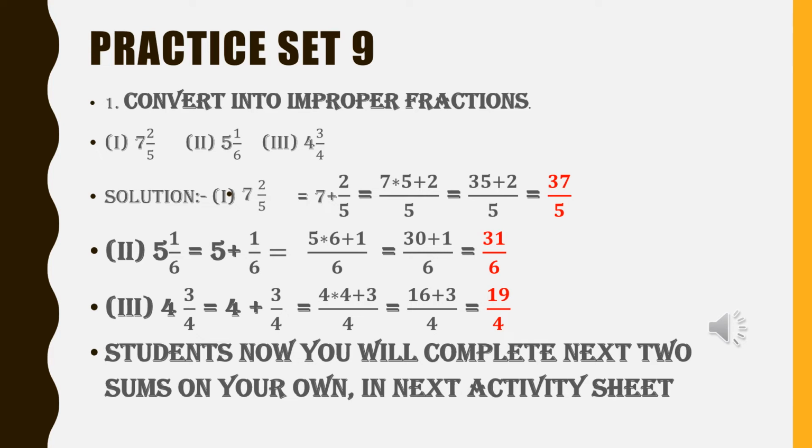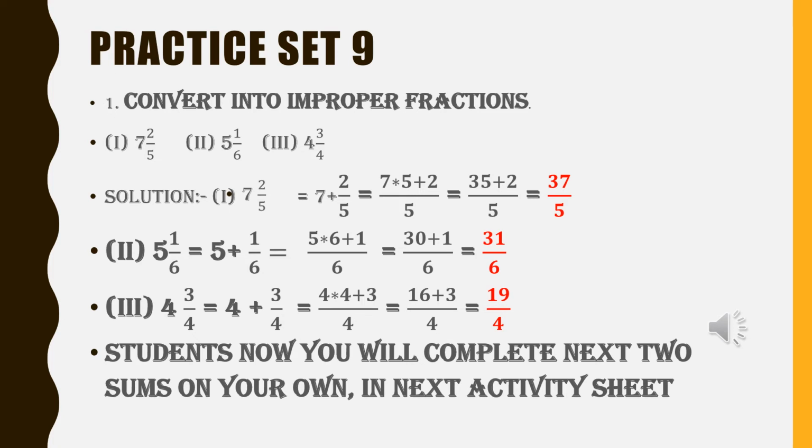So I'll write it as 7 multiplied by 5 plus 2, divided by 5. As we know that multiplication has to be done first before addition. So 7 5s are 35, plus 2, divided by 5, and the next term, we will write 35 plus 2 as 37. So 37 upon 5 is my required answer, that is an improper fraction. You can see the answer is written in red to highlight that it is our final answer. So 7 2/5 can be represented as 37 upon 5.